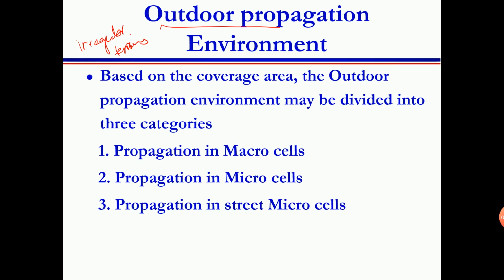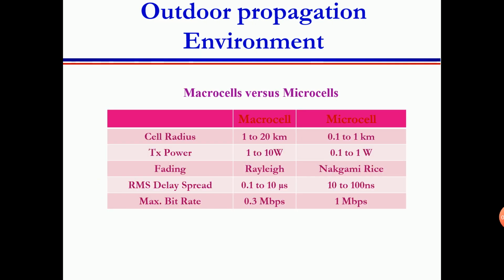Based on the coverage area, the outdoor propagation environment is divided into three categories. First one is the propagation in macrocells, microcells, and then in street microcells. So here is the comparison between microcells and macrocells. The cell radius for macrocell is around 1 to 20 kilometer, and for the microcell it is 0.1 to 1 kilometer. And the transmitter power for the macrocell is around 1 to 10 watt, and for the microcell it is 0.1 to 1 watt.